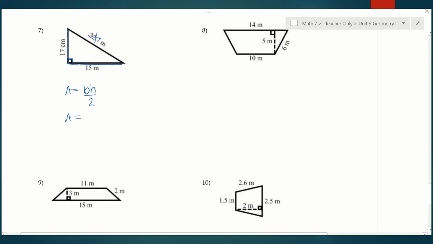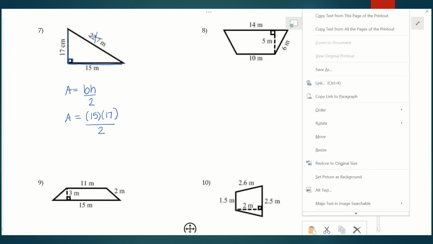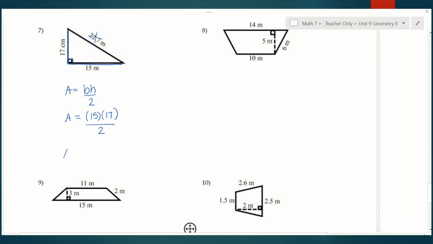So I'm going to say 15 times 17 divided by 2. Okay, or you could still be doing 1/2 times 15 times 17. Both will give you the same answer. Okay, so if I do 15 times 17 equals, and then divide by 2, I'm going to get 127.5 meters squared.